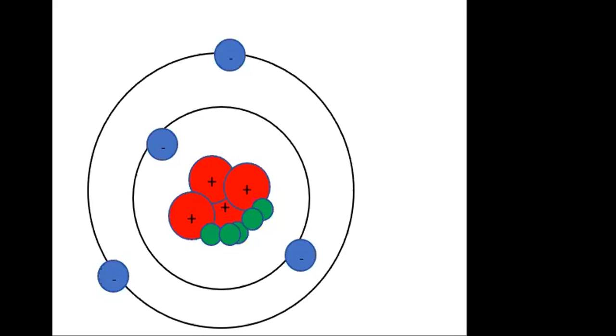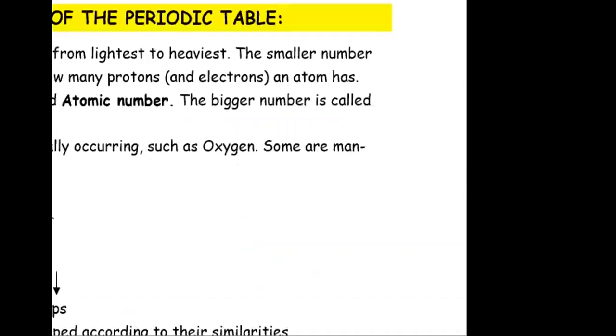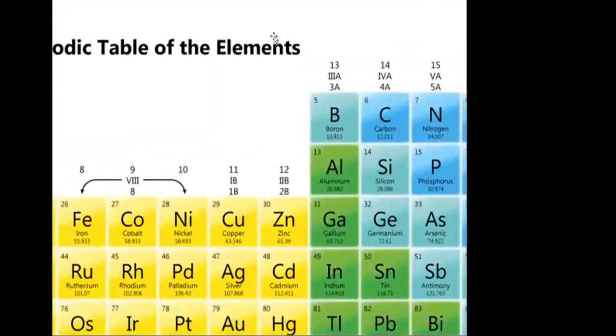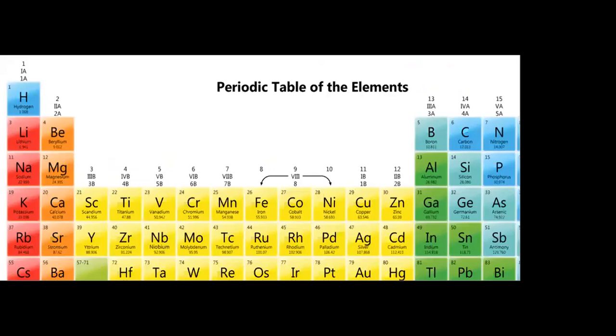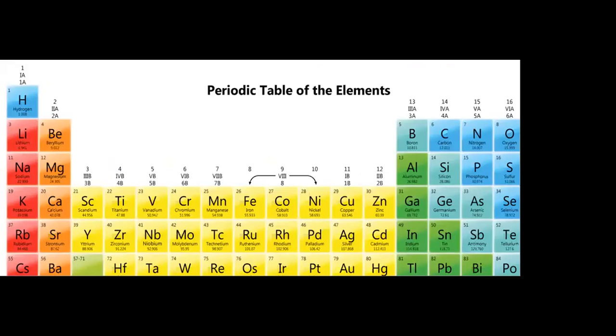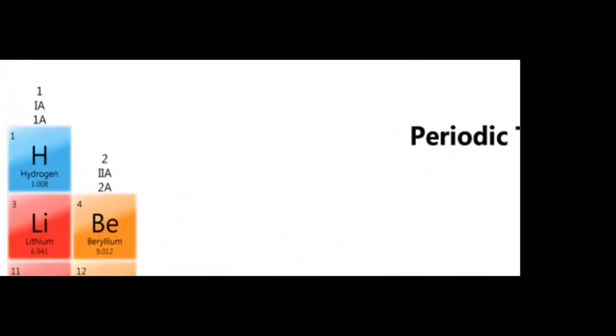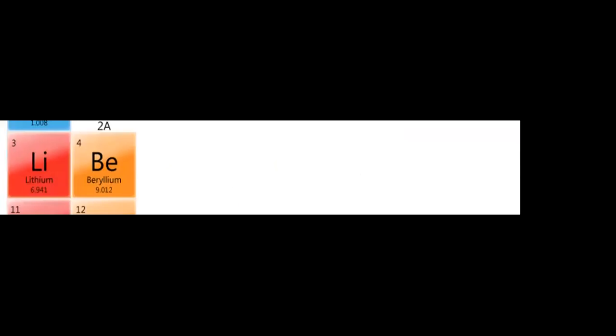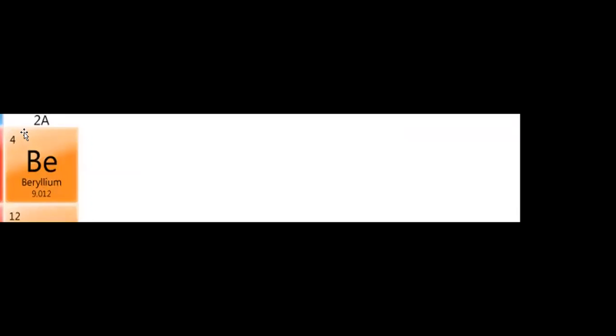So how do I figure out what element this is on the periodic table? Well, I need to look for my atomic number. Let's check it out. Because there's 4 protons and 4 electrons, I know that it is my 4th element on the periodic table. Remember I said that the atomic number, which is the small number on the top here, tells me how many protons and how many electrons are in an element.